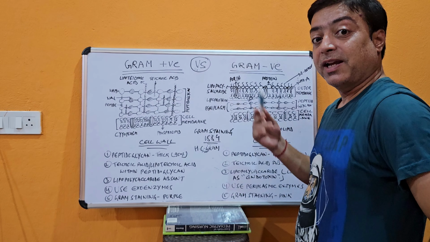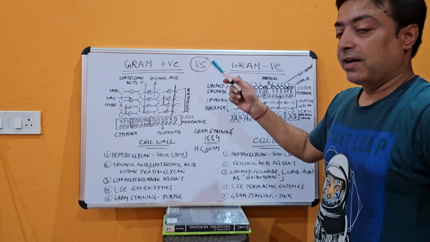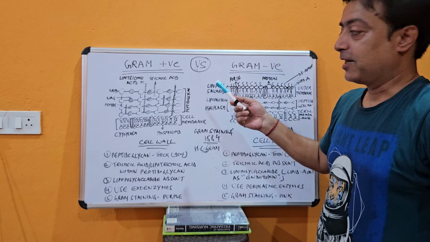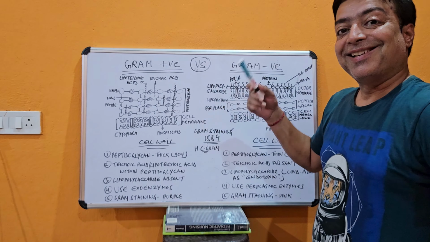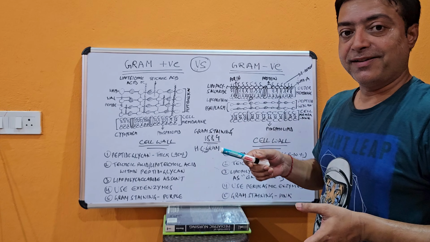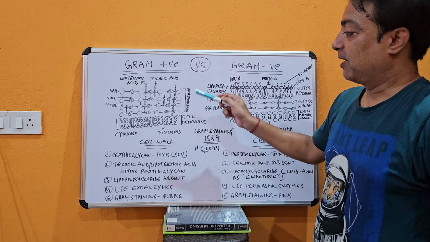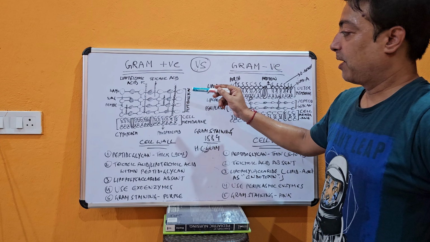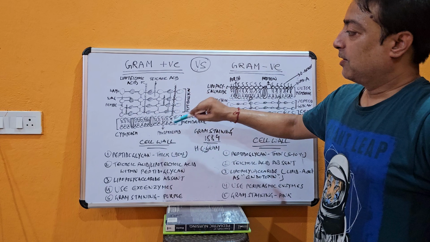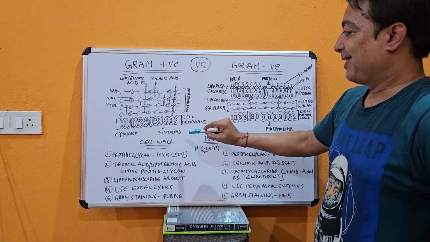Teichoic acid and lipoteichoic acid play a major role in cell division of gram positive bacteria, as well as providing resistance to extreme conditions, like extreme salt or extreme temperature conditions. So it is very helpful for gram positive bacteria. This is overall the structure of the cell wall of gram positive bacteria.